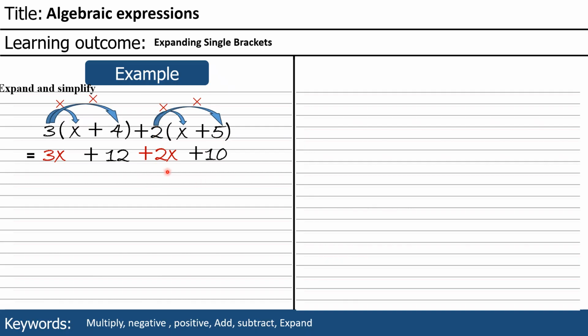Now we're going to collect our like terms. Also remember to collect the sign in front of your term. So we will have 3x add 2x, and then we have add 12, and then add 10. Always remember to keep the sign in front of your variable when you're grouping like terms. So let's simplify. 3x add 2x is 5x, and then 12 add 10 will give you 22.